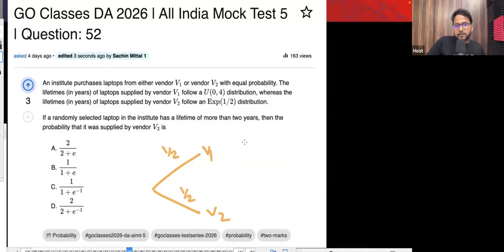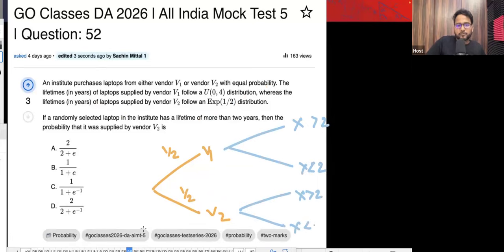Then if you choose the V1 vendor, it is possible that you can get a lifetime of the laptop maybe greater than 2. Let's suppose X is the lifetime. Maybe it is greater than 2 or maybe it is less than 2. Similarly, here also the lifetime could be greater than 2 or lesser than 2. X is the lifetime of the laptop, right?